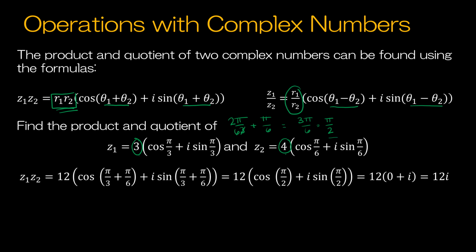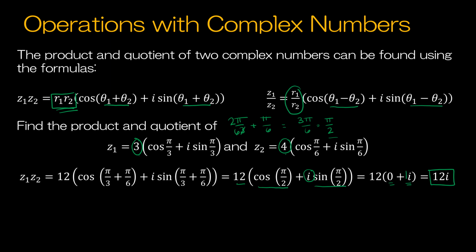So that's how I'm going to find the product. Notice now I have 12, and then cosine of pi over 2 is 0, and then I have sine of pi over 2 is 1, or 1i, because we have the i out front of the sine, and that gives me a solution of 12i.